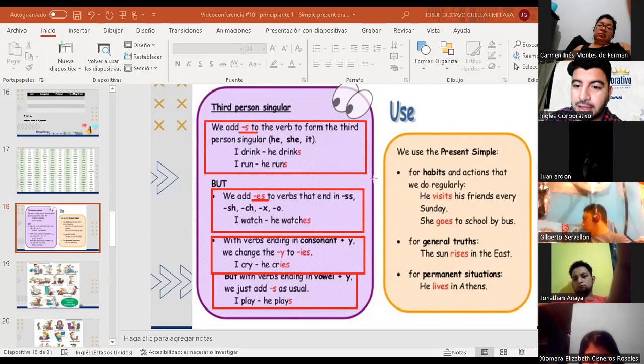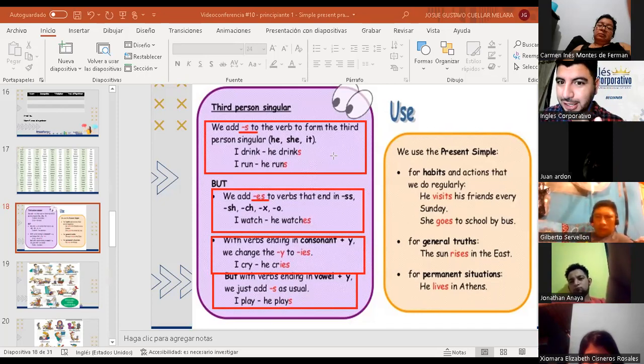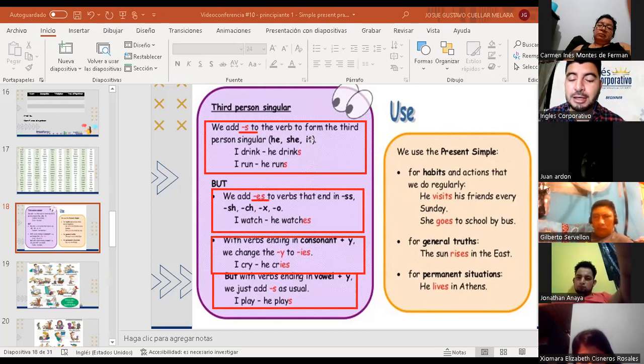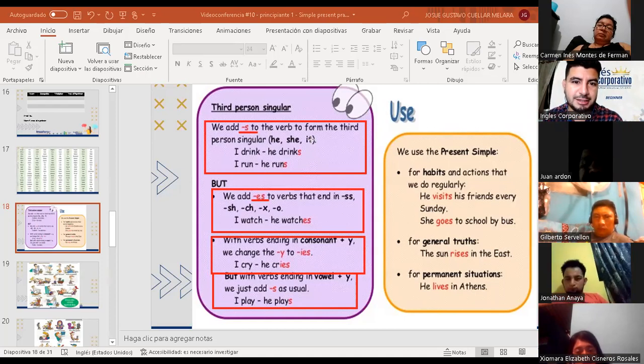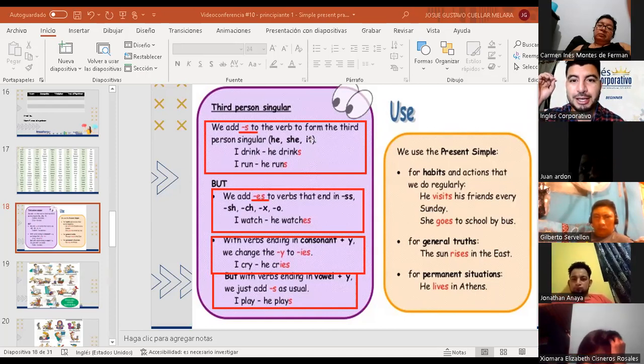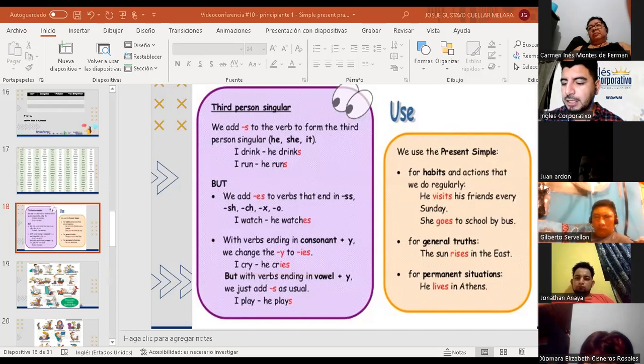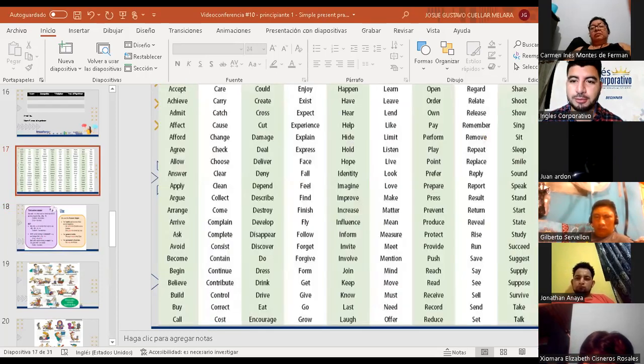Y todo eso. Ok. Ahora que tenemos estos tres casos, I'm going to present you the verbs. Quiero que vean el listado de verbos. Y ustedes me van a poner, pueden hacer una oración o pueden decirme, por ejemplo, he watches TV at night o algo así. Entonces vamos a tratar de aplicar la tercera persona con los verbos de la mejor manera. ¿Ok? Hay cuatro casos. Elijan uno.